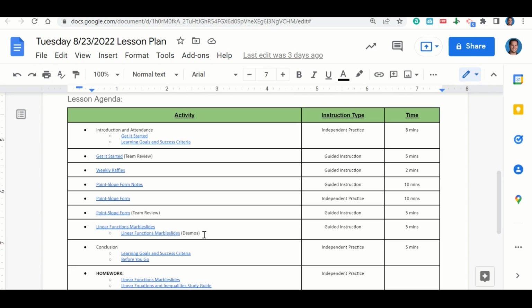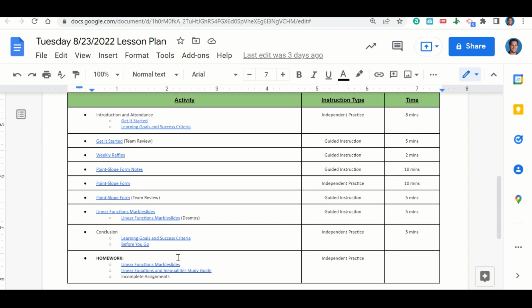At the end of class, we'll go over our learning goals and success criteria while you fill out your Before You Go. Your only homework is to work on the linear functions marble slides activity and continue working on the linear equations and inequality study guide, and then any incomplete assignments that you may have.